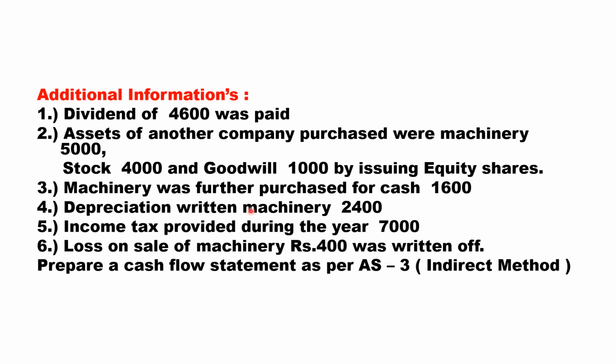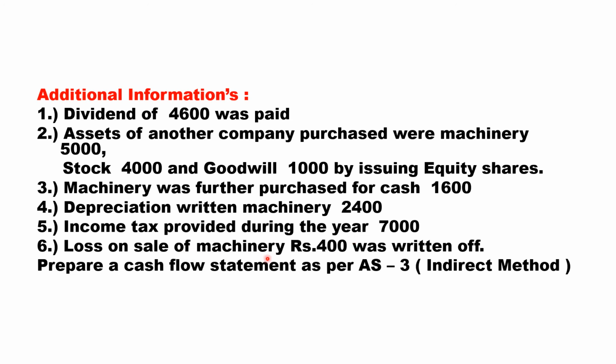Machinery was further purchased for cash 1,600, which will come in machinery account and investing activity. Depreciation written off on machinery 2,400 will come in machinery account and operating activity. Income tax provided during the year. It's not paid during the year, it's provided during the year. So you provide out of profits to be paid in future. So it will come in provision for tax account and operating activity.